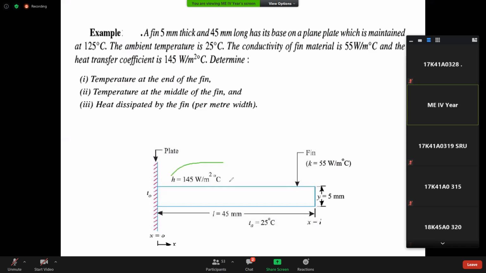The required h value is given, and the thermal conductivity is given. Anyway, the thickness is given. He is asking per unit width, per meter width. Width is 1. Thickness is given, but width is 1, let us say. For unit width, he is asking you to calculate. So the ambient temperature is 25 degrees centigrade and the fin base temperature is 125 degrees centigrade. Here, this is T0.